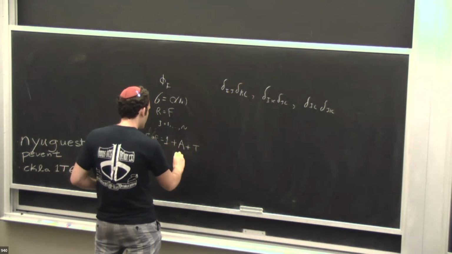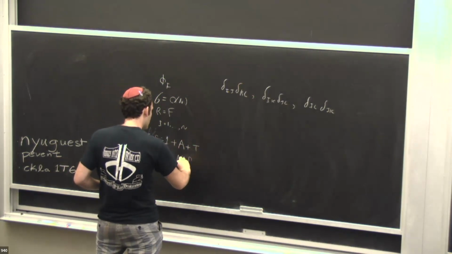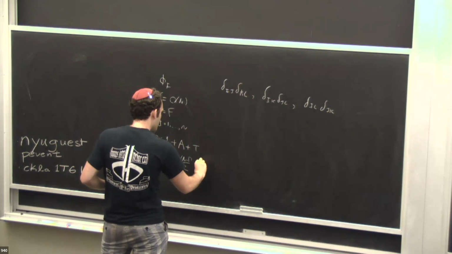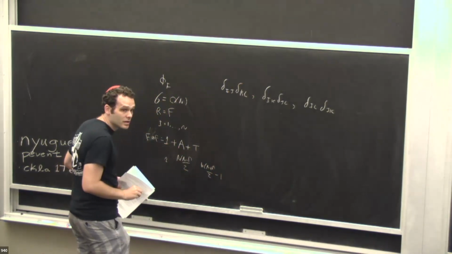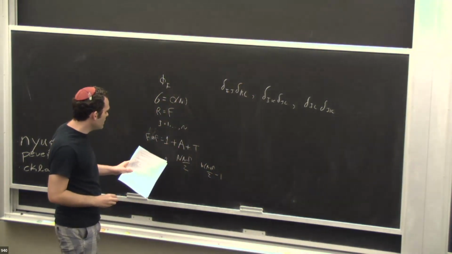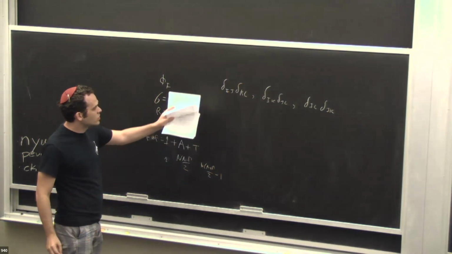And so the dimension of this guy is n times (n minus 1) over 2. The dimension of this guy is n times (n plus 1) over 2 minus 1, because you have to remove the trace. And then the dimension of this guy, of course, is just 1. Okay, so these are the only 3 representations you get. And so there's 3 tensor structures.